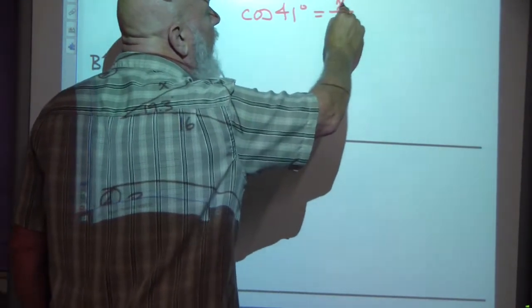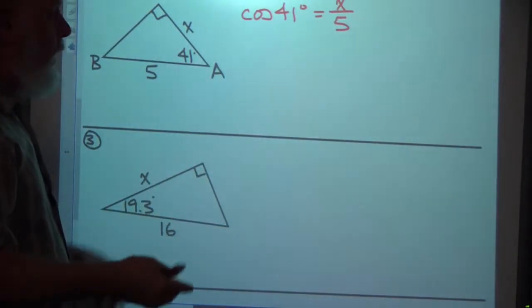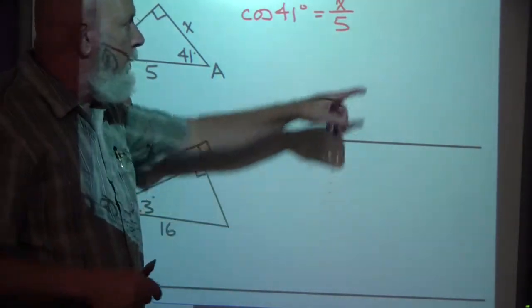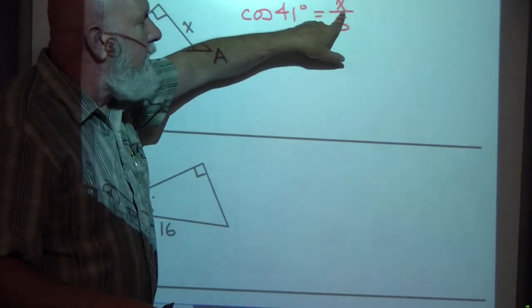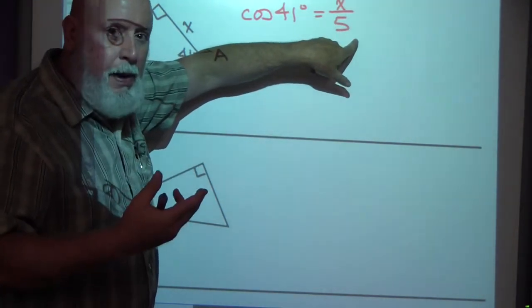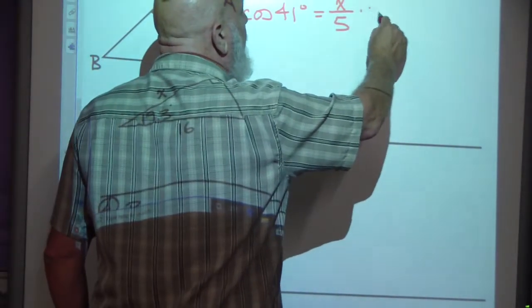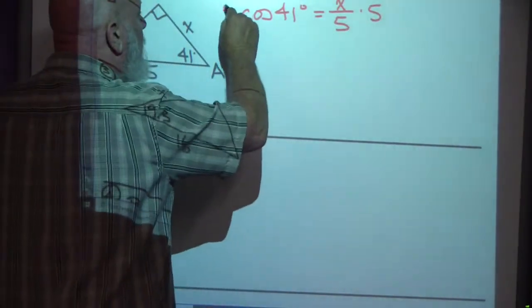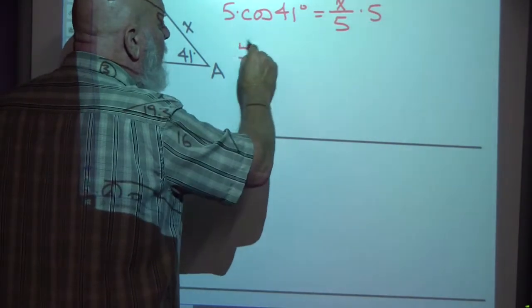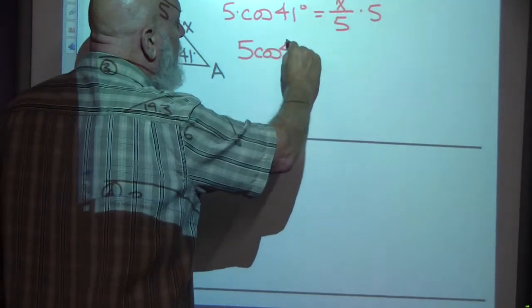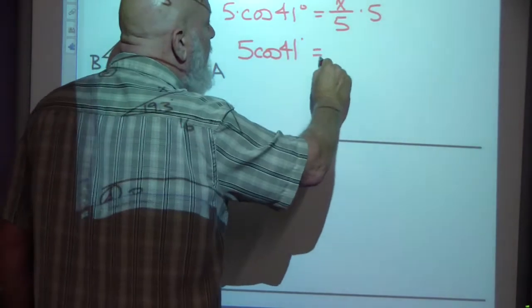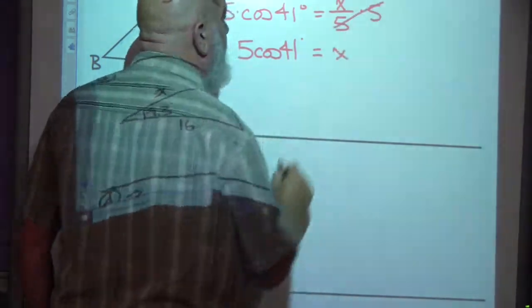Now, in this case, our variable is in the top of the fraction, so we don't have to do any fancy algebra. We just ask ourselves, well, this is x divided by 5. How do I get rid of a divided by 5? I multiply by 5. So I multiply both sides by 5. Rewrite my equation, 5 cosine 41 degrees is equal to x, because these cancel.